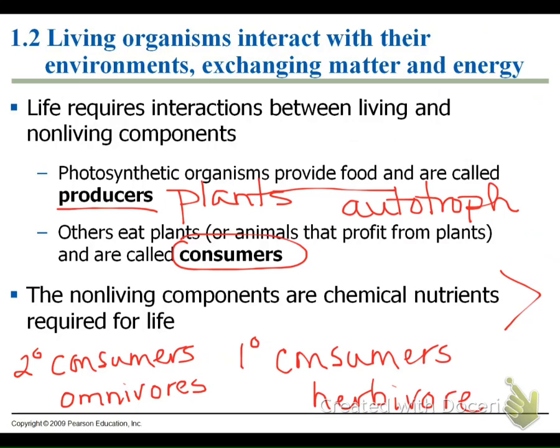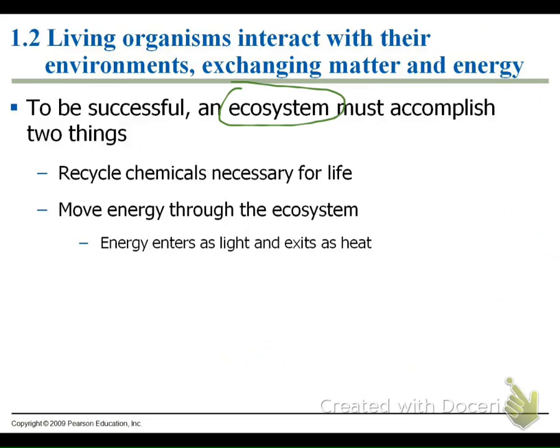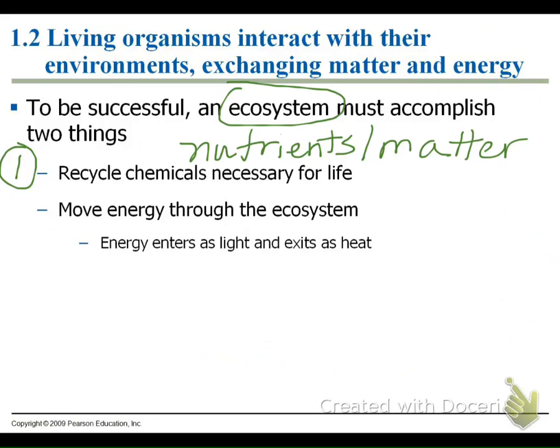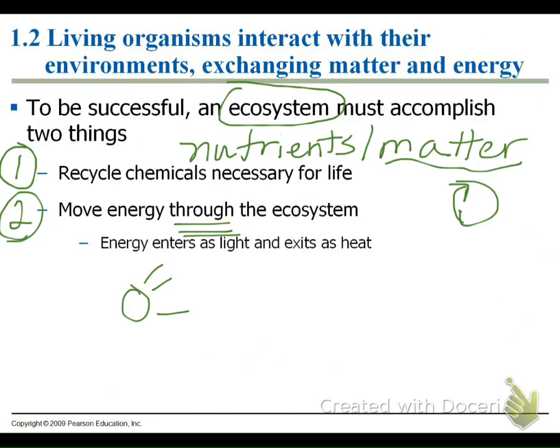In order for an ecosystem to function properly, two things have to occur. First, there has to be the recycling of chemicals, and by chemicals, I basically mean nutrients, and even more basically than that, I mean matter. Okay, so nutrients, chemicals, matter has to be recycled within the ecosystem. And the second requirement is that energy move through the ecosystem. Okay, notice the difference there, please. Matter is recycled and stays in the ecosystem. Energy comes in through the sun, all right? And we're going to see that the vast majority, about 90% of that energy, is lost from the ecosystem as heat.